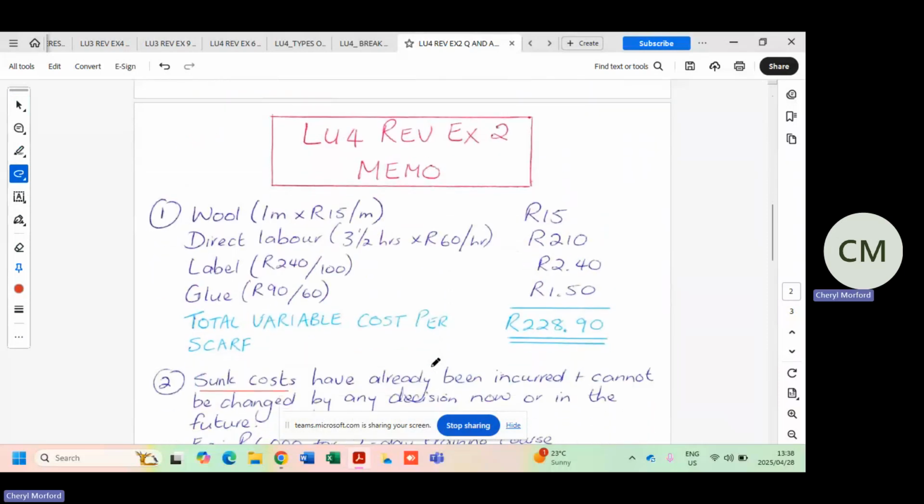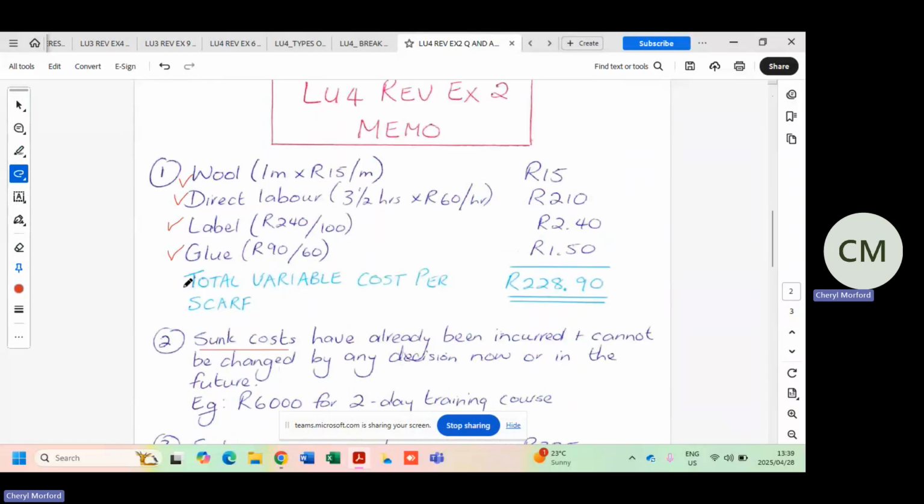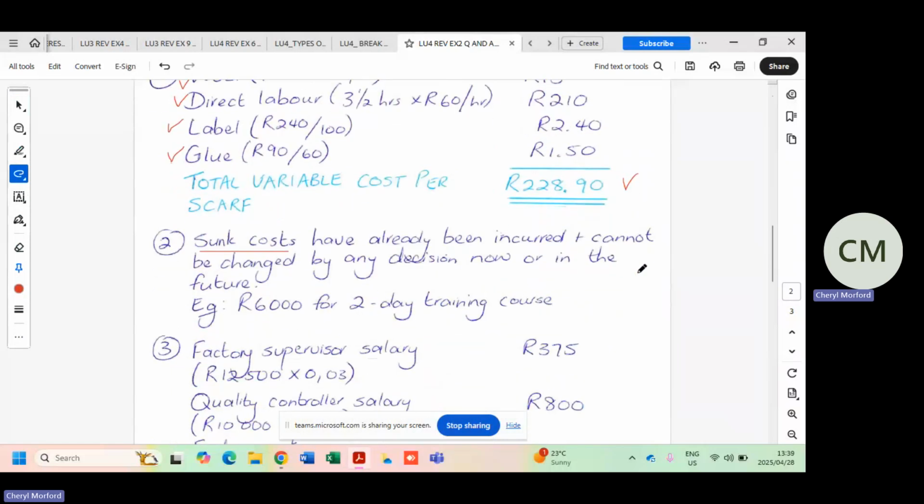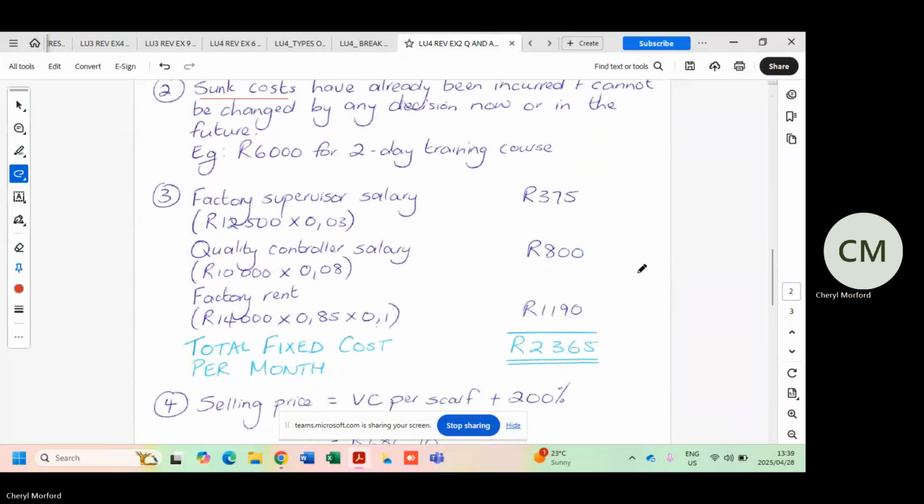So just a reminder, we're doing the variable cost per scarf. So we've got the 4 things. We've got wool. We've got the direct labor. We've got the cost of a single label. We've got the cost of the glue for one label. Add it all up, and we're going to get 228 Rand and 90.